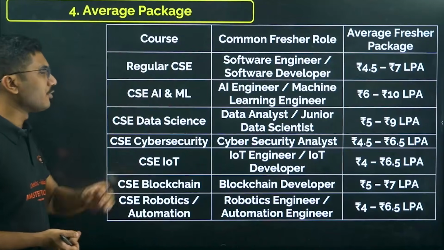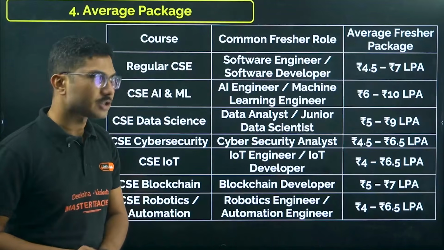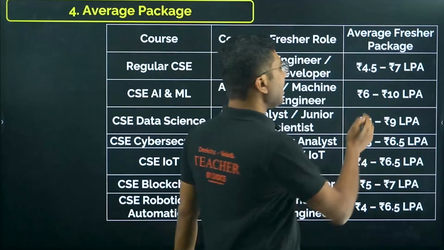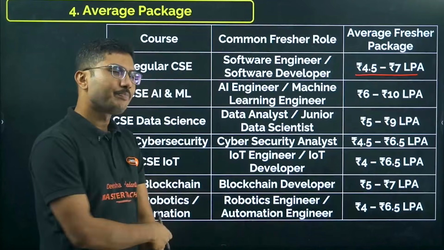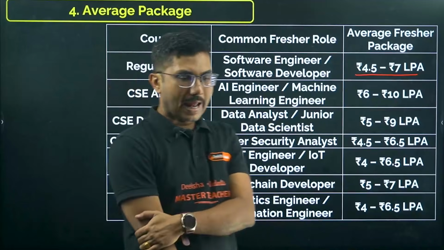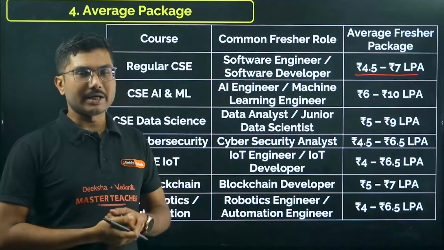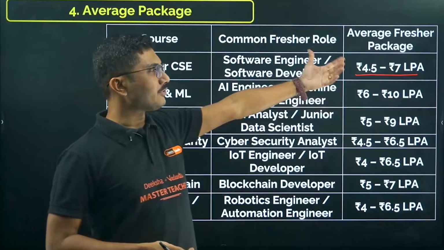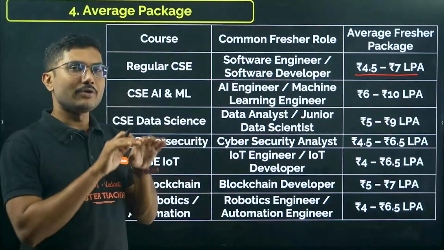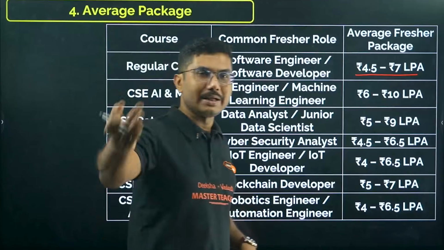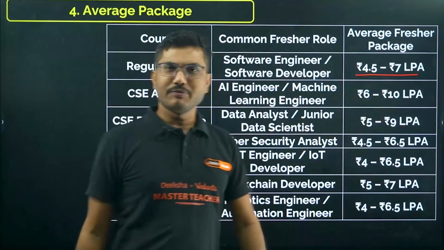For example, if you are doing regular CSE, you will get a software engineer or software developer job, where a fresher is currently earning around 4.5 to 7 LPA. Obviously, your individual caliber, knowledge and skills will definitely matter, and based on that the package will go up. But if you are a standard student, you have done everything properly but not excellent, neither super bad, then you can expect a package in this range.